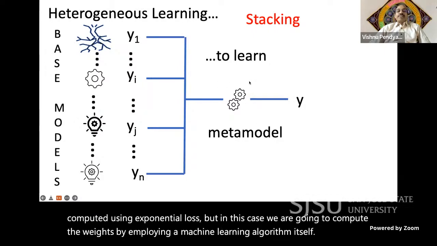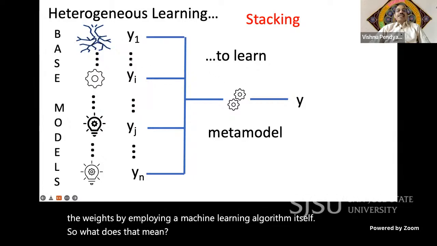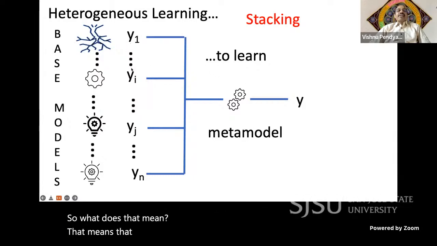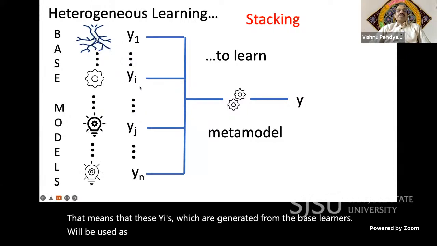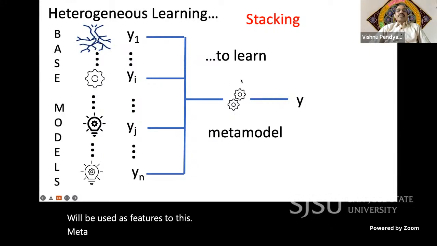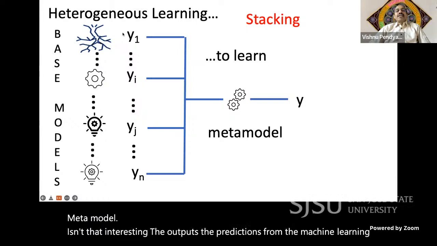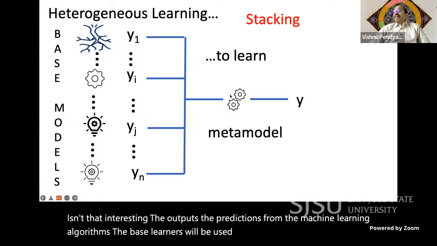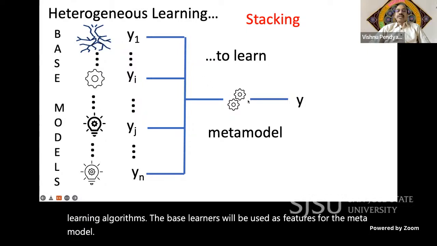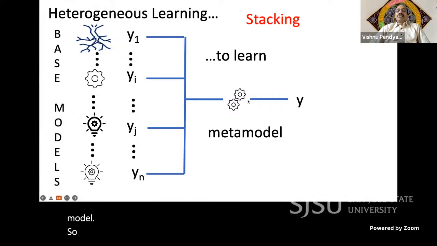So what does that mean? That means that these Yi, which are generated from the base learners, will be used as features to this meta model. Isn't that interesting? The outputs, the predictions from the machine learning algorithms, the base learners, will be used as features for the meta model. So that is the key. Those are some of the key differences, right?